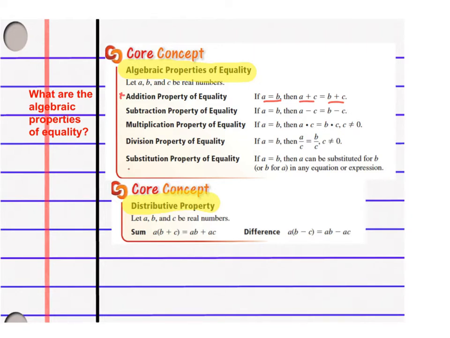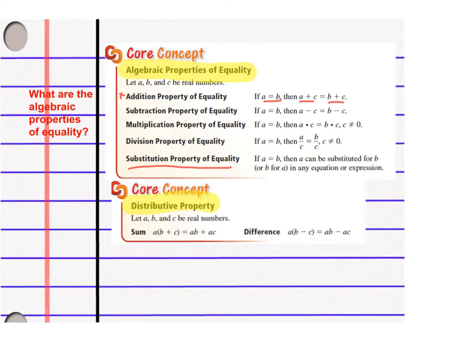Okay, the substitution property of equality. If A equals B, then A can be substituted for B or B for A in any equation. So if you have two equal numbers, you can substitute either one. The next property is pretty important. You probably covered it quite a bit last year in algebra.